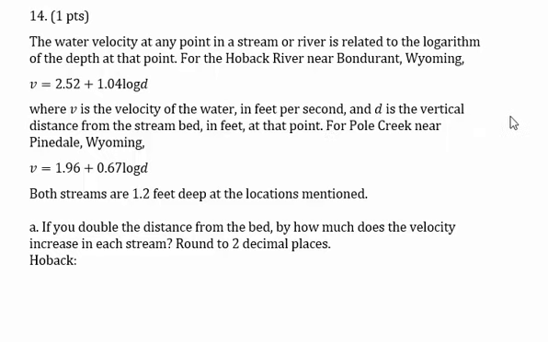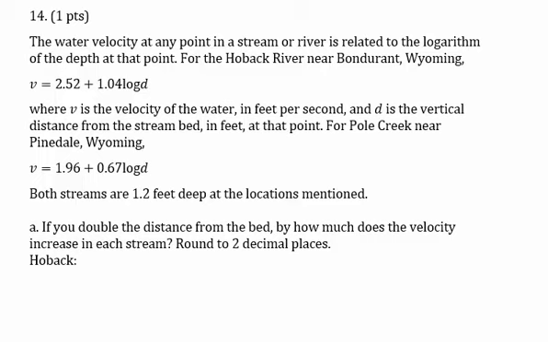Okay, this is number 14 from section 5.2. The water velocity at any point in a stream or river is related to the logarithm of the depth at that point. For the Hoback River near Bondurant, Wyoming, V is equal to 2.52 plus 1.04 log D, where V is the velocity of the water in feet per second, and D is the vertical distance from the stream bed in feet at that point.